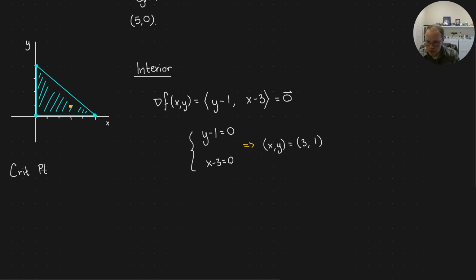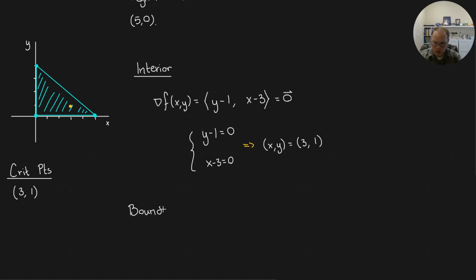So our list of critical points for this region is 3, 1 so far. That's what we get from the interior. Again, if this point was outside of the boundary, if it was up here somewhere, then we would not include it. We only care about maximum and minimum values in this region. If you have a point outside that region, we don't care about it, you just ignore it. Okay? So we've done the interior, now we need to look at the boundary.